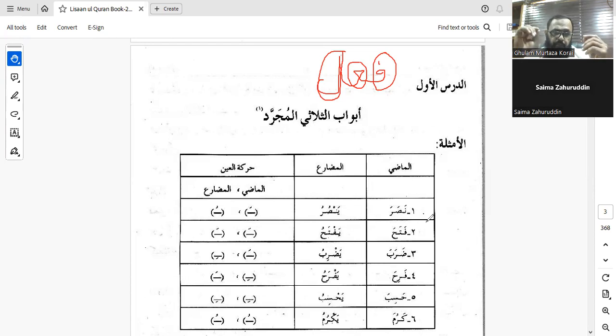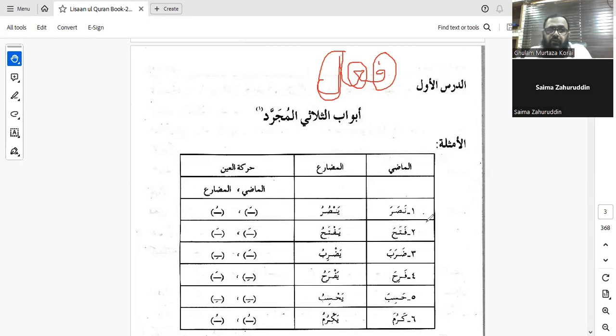So when we talk about abwab, it means the plural of bab, which means chapters, and ath-thulathi means all those verbs that contain three huruf asli. Without those three huruf asli, fa, ain, lam, kalima, no verb can be formed. If we do not have three letters, then there's no verb. Verb cannot be formed. So that's why there are three letters and they are huruf asli. They are the place of huruf asli. And al-mujarrad means there is no addition to those three letters.